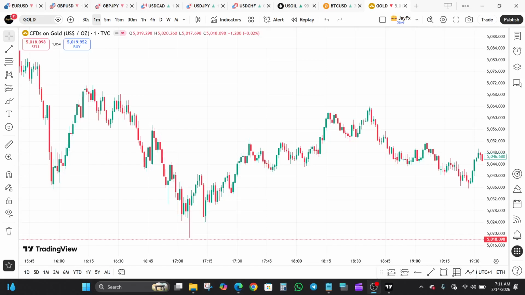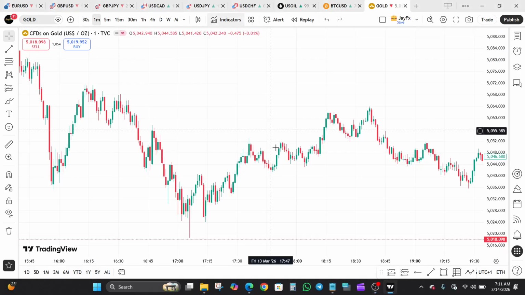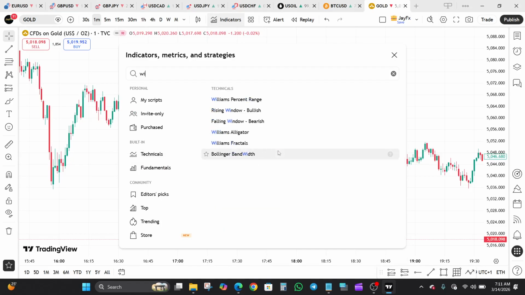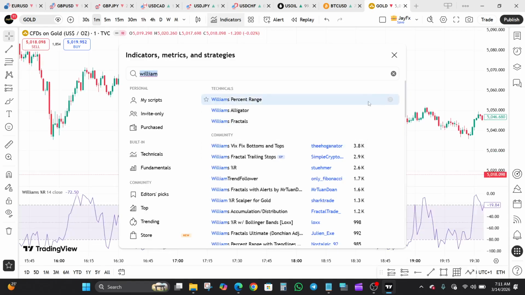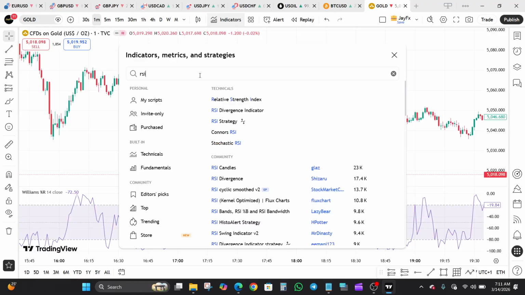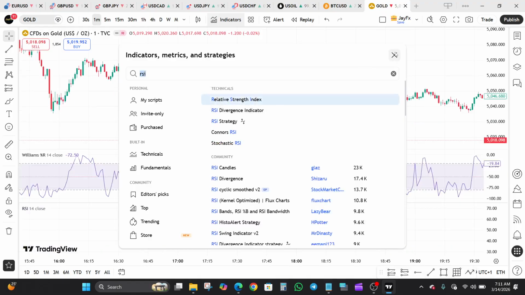Hello traders, in this video we are going to be comparing the Williams percent range and the relative strength index. We want to find out which indicator gives better trading results. Starting with the Williams percent range, but before that, let us just add both the Williams percent range and the RSI to the chart.